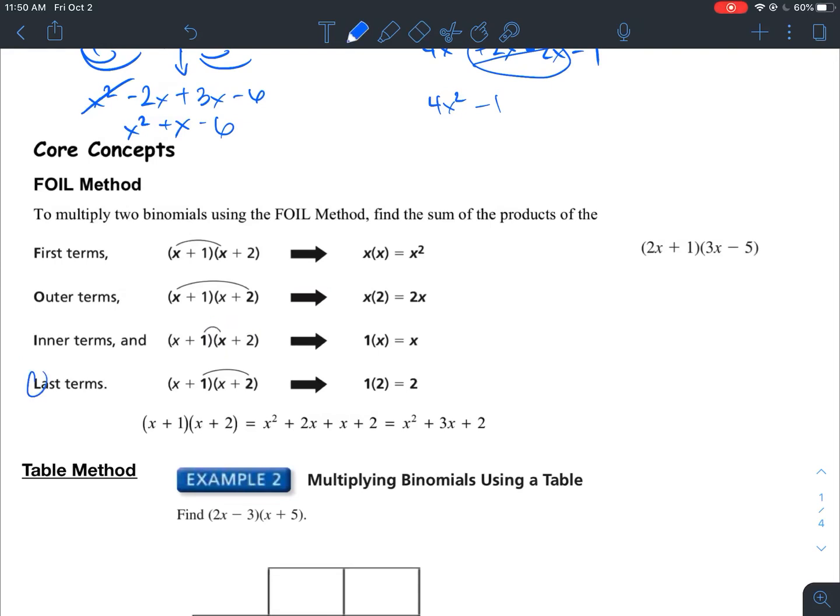And the last terms, which is the last term here and the last term here, multiply those two together. And then the sum of them. So then add all of those up, okay? So you can see that that's what they do here in this example.